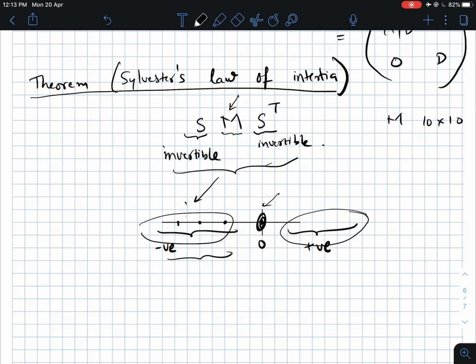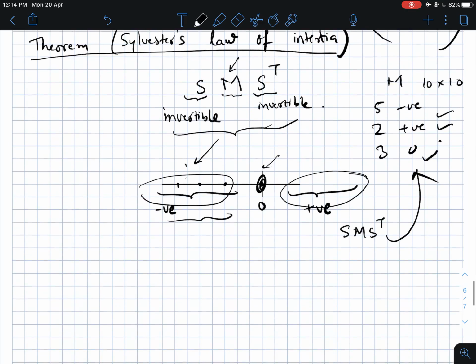So for example, if M was a 10 cross 10 matrix with 5 negative eigenvalues, 2 positive eigenvalues, and 3 zero eigenvalues, then S M S transpose will also have the same decomposition: 5 negative, 2 positive, 3 zero. It may not have exactly the same eigenvalues, but the signs will stay the same. That's why it's called inertia, in the sense that you're doing something to it, yet some of these things are not changing. So that's the main idea.